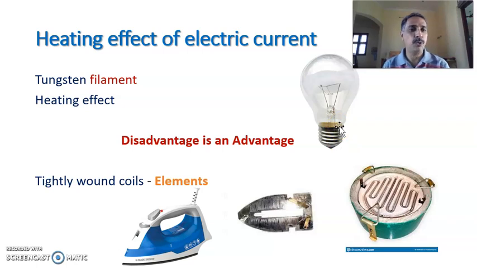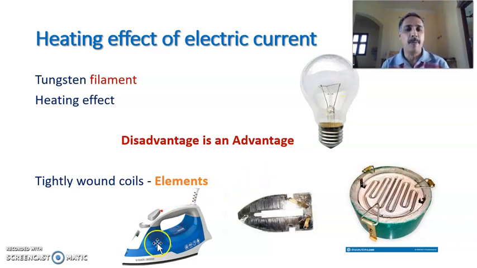Whenever a current flows through a metal piece or a metal wire, the metal wire or the metal piece gets heated up. This effect is called the heating effect. This is a disadvantage because some part of the electrical energy is used up for producing the heat. We intended to produce light, but as a side effect, we have produced heat also. This is a disadvantage. How to turn this disadvantage into an advantage?